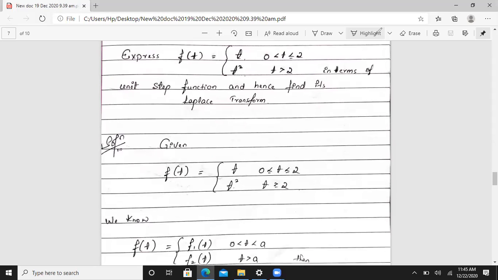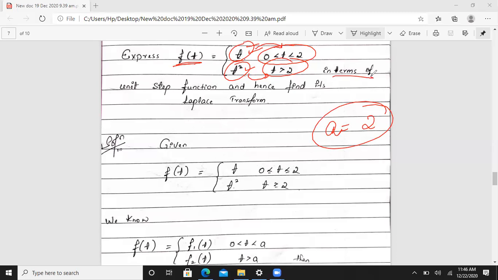That is, express in terms of unit step function: f of t is equal to t, where t lies between 0 to 2, and t square, where t is greater than 2. Okay, here we have two functions, that is t and t square. Okay, that means our a value is 2 here.